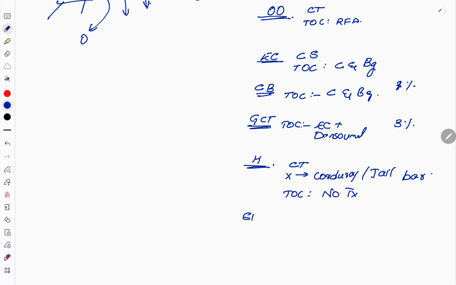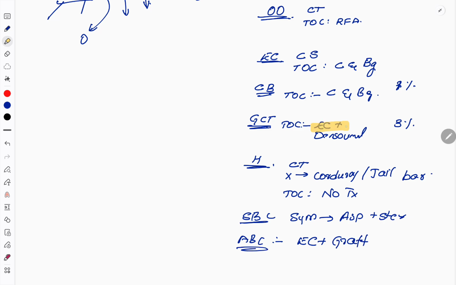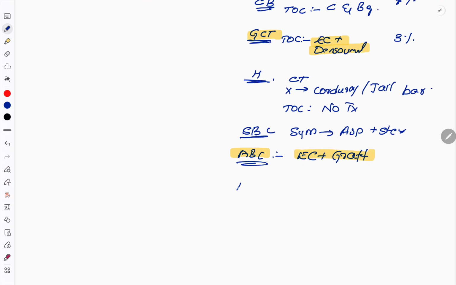Next is simple bone cyst. If it is symptomatic, only then you treat with aspiration and injection of steroids. Next is aneurysmal bone cyst. Here we have to do extended curettage plus graft. So giant cell tumor, we just did extended curettage and denosumab. And for ABC, we do extended curettage and graft. And then you have fibrous dysplasia.